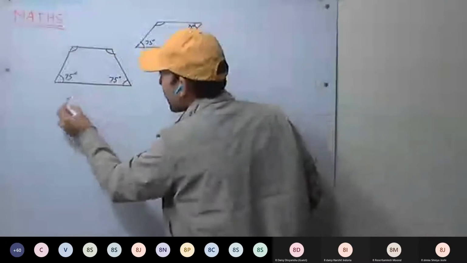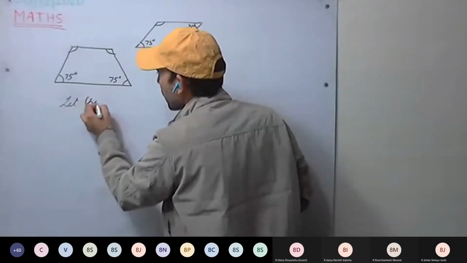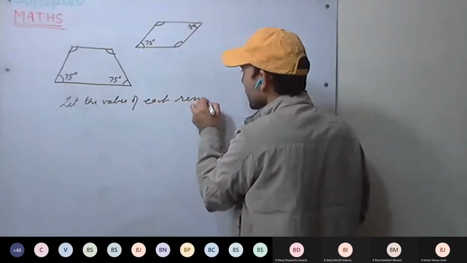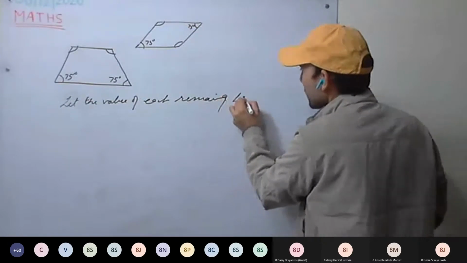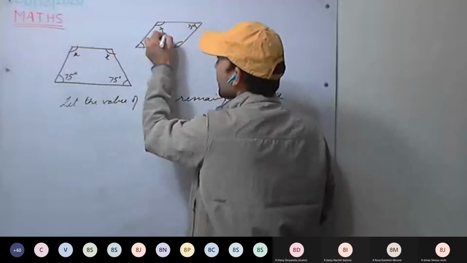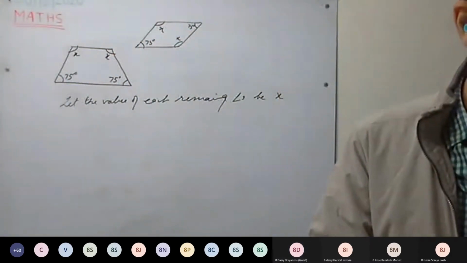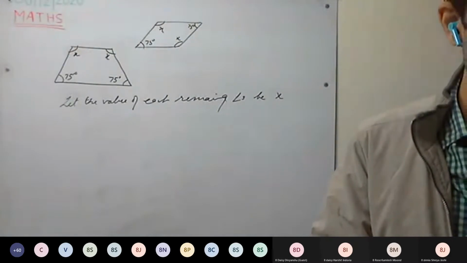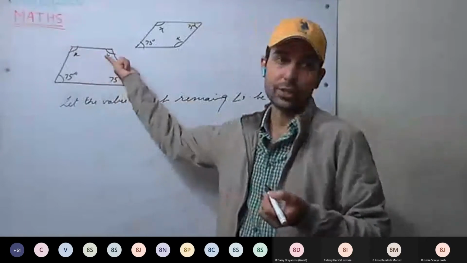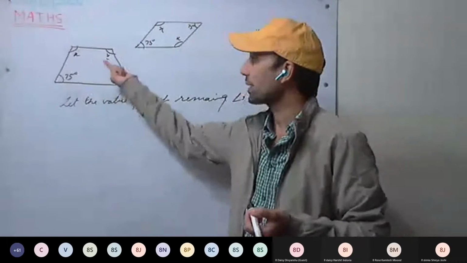So let the value of each remaining angle be x. So if we are taking this as x, it will be x. Two angles of a quadrilateral are 75 degrees, and the other two angles are equal. So let the other two angles be x each. The remaining two angles are each having the value of x.